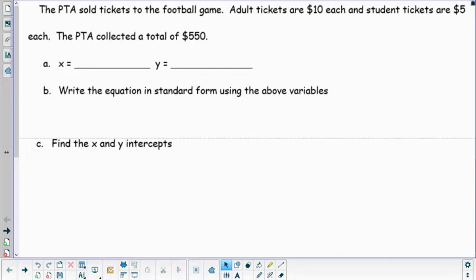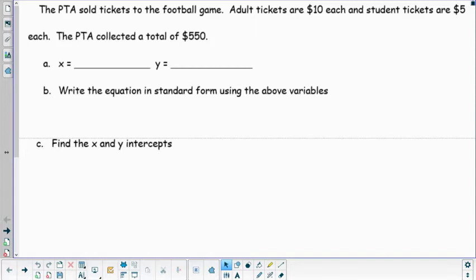To start off, let's start with this warm-up that talks about standard form. The PTA sold tickets to a football game. Adult tickets are $10 each and student tickets are $5 each. The PTA collected a total of $550. So please pause your video and see if you can figure out what the equation would be in standard form and identify the x and the y intercepts.